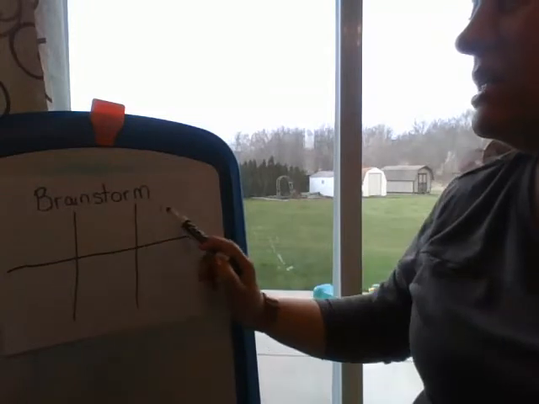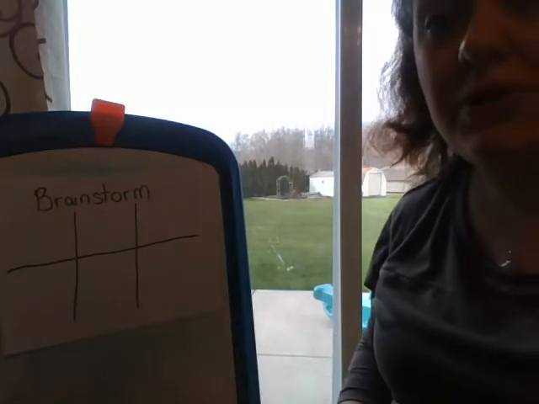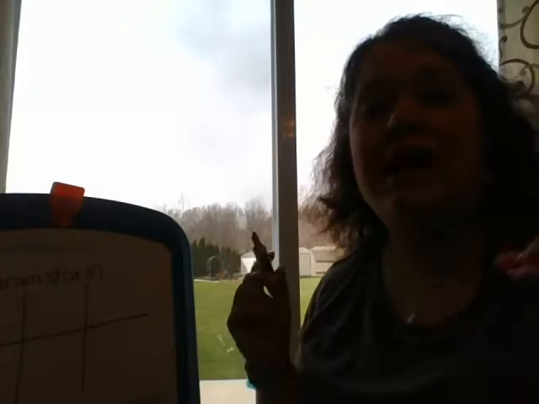Now I have 6 squares. 1, 2, 3, 4, 5, 6. I'm going to put 6 ideas in there. You can draw a picture. You can write words. Just 6 quick ideas, just like you saw in that brainstorming video. So each box is going to have an idea.